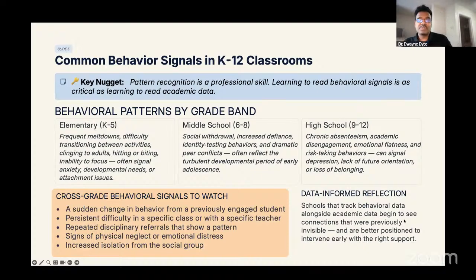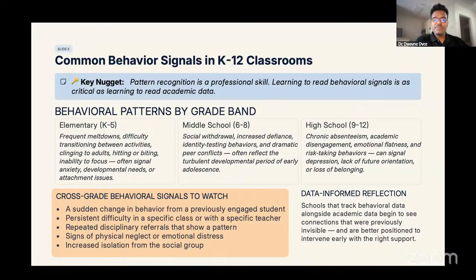So let's talk about some of the common signals in our classroom, and we put them in bands here. So you have the nugget, of course. The key nugget here is that pattern connection is a professional skill. When you look at patterns in the behavior of students over a period of months or years, we see something happening. Learning to read behavioral signals is as critical as learning to read academic behavior.